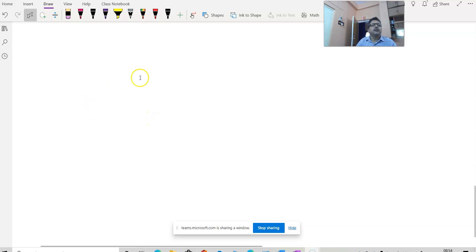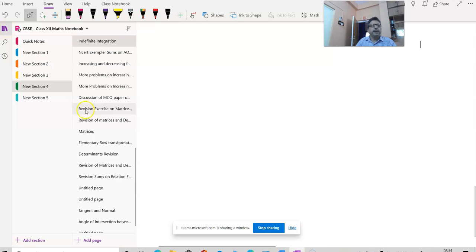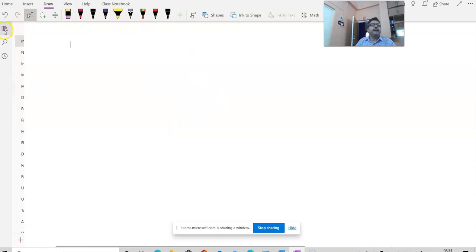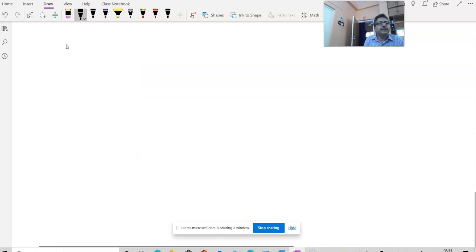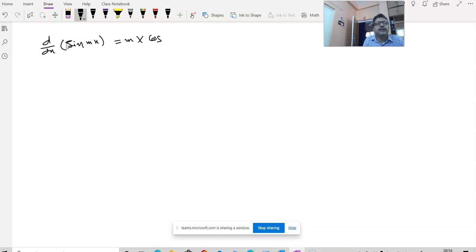So let us start the integration, common integration only, where the formula will be a bit more advanced. Like what I want to say, that derivative of sin mx is what? It is m cos mx, all of you know.